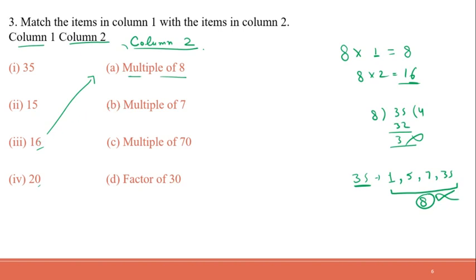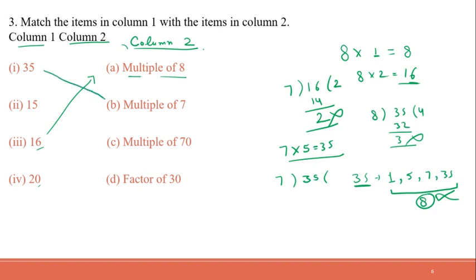You can just try and check like this: 16 into 7, 7 into 2, 14, and you are left with 2. That means this is also not a multiple of 7. So if I do it like this, 7 into 5, we'll get 35. How? If I just check 35, 7 into 1, 7, 7 into 2, 14, 7 into 3, 21, 7 into 4, 28, 7 into 5, 35. Got it? Now let's come to the next one.